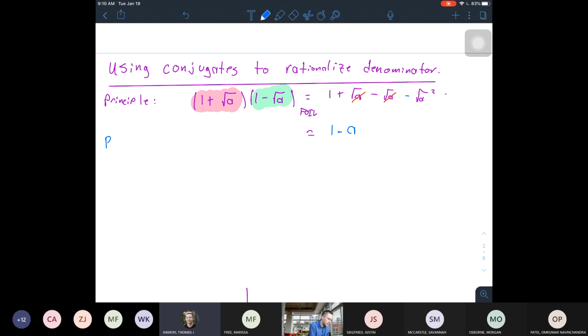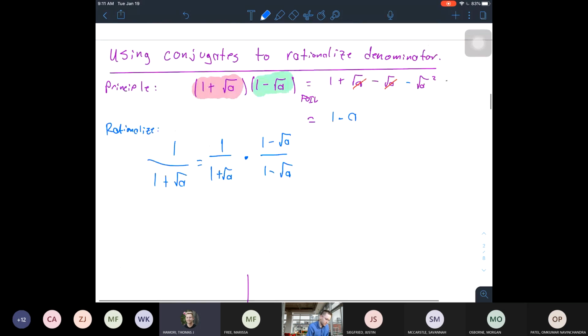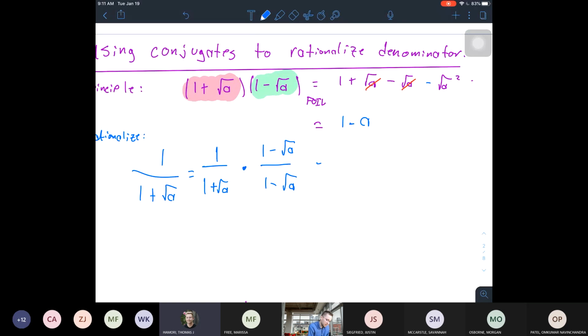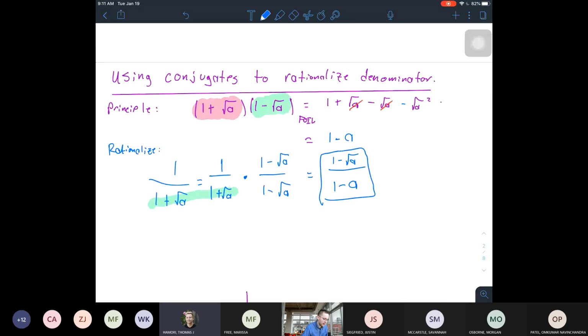Okay, so here's the process. If we want to rationalize 1 divided by 1 plus the square root of A, we take 1 over 1 plus the square root of A and we multiply by 1. We'll multiply by 1 minus the square root of A divided by 1 minus the square root of A. On the top, we're just going to get 1 times that thing, so 1 minus the square root of A. And on the bottom, if we take these two things and multiply them together, we get 1 minus A. Okay, so that's how we rationalize the denominator using conjugates.